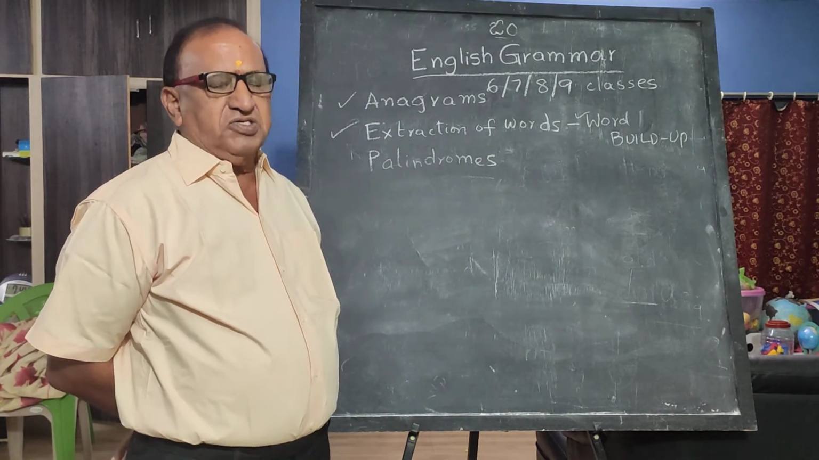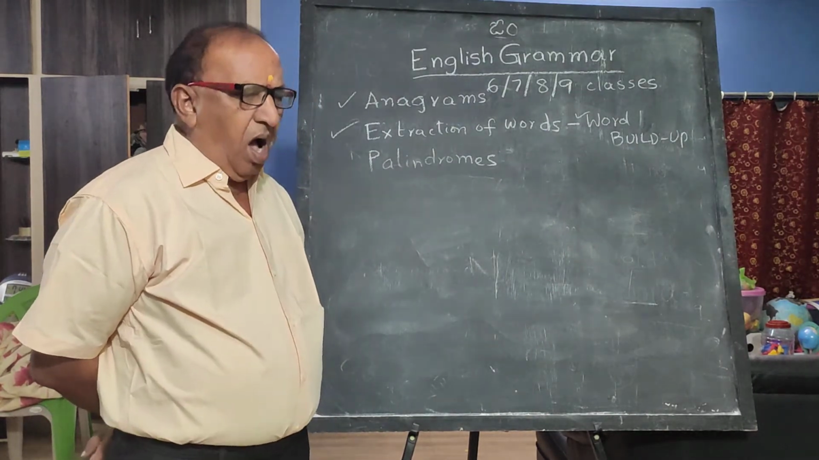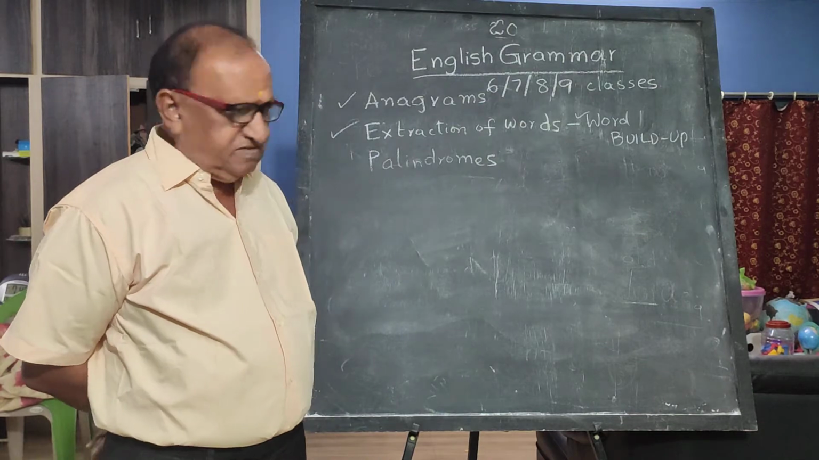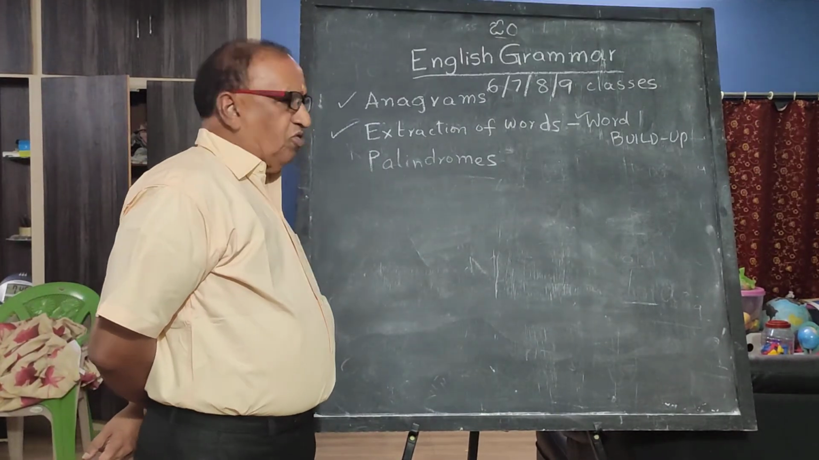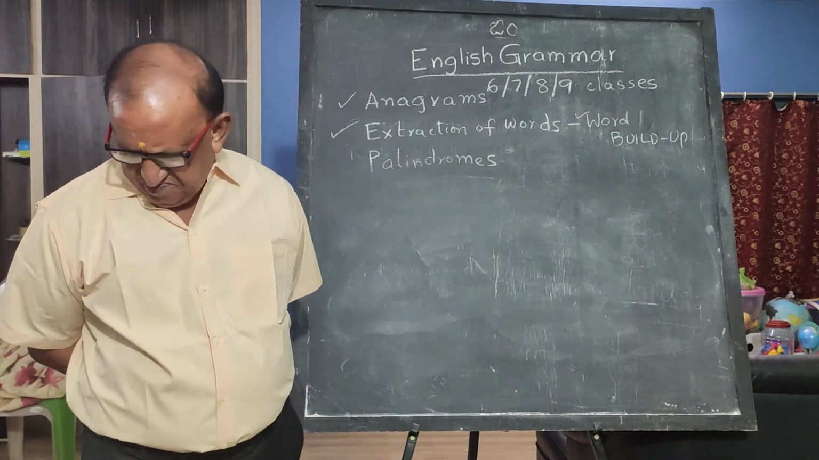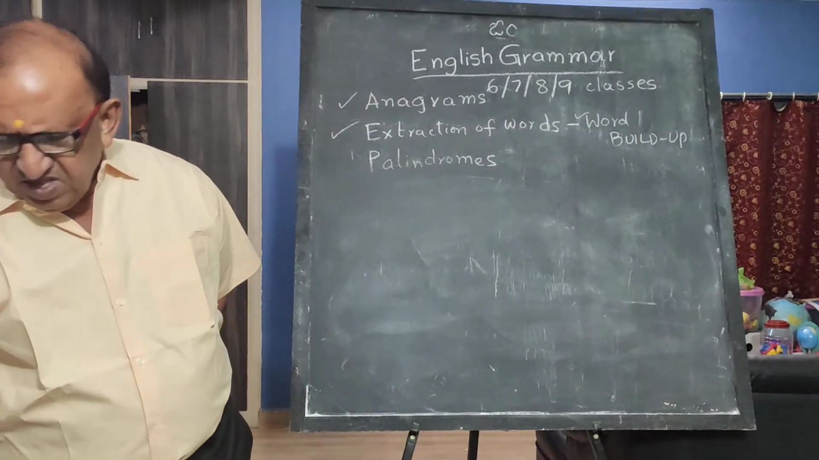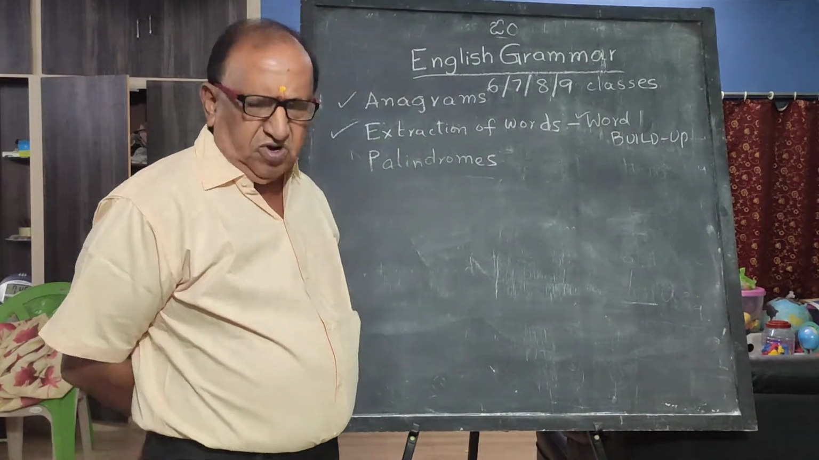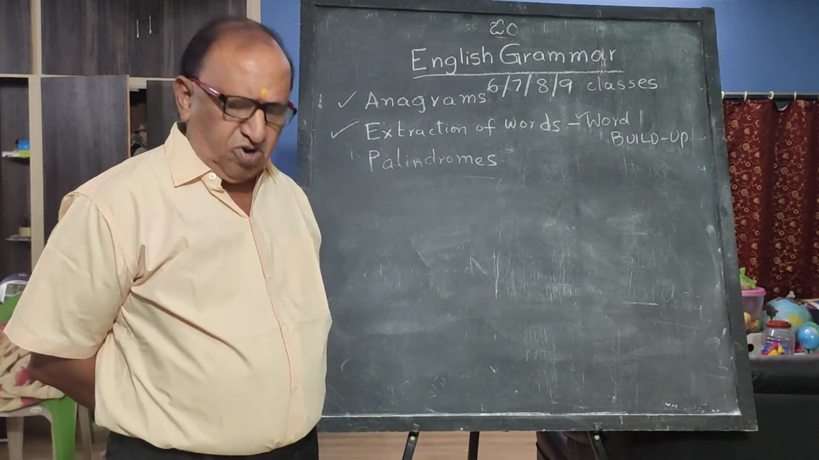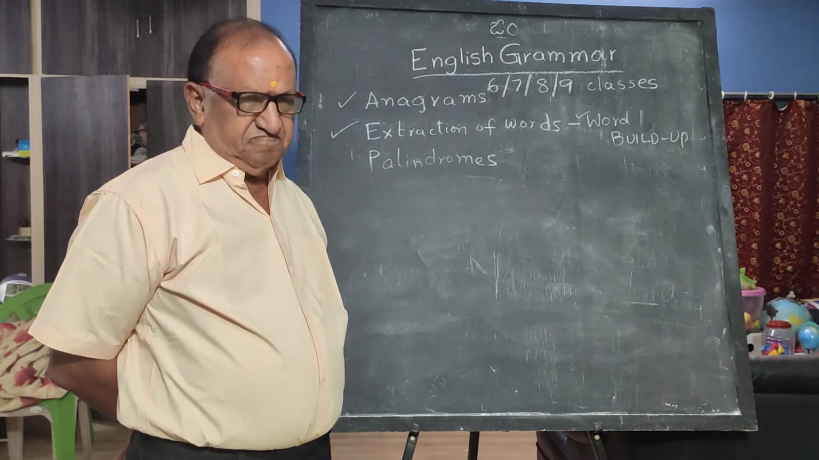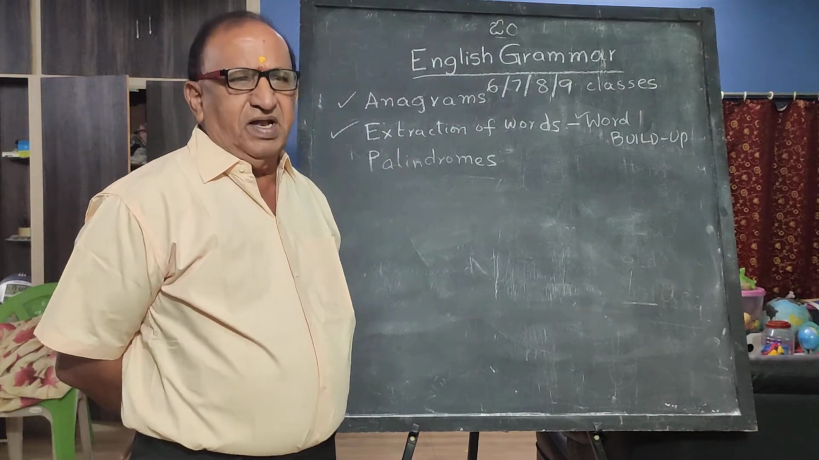Last time when I taught you, I taught you what anagrams are, how words can be extracted, how words can be built, and also I told you about palindromes. In this class, I will review those three one more time, and then I will tell you what palindromes are. All these will help you to improve your vocabulary.